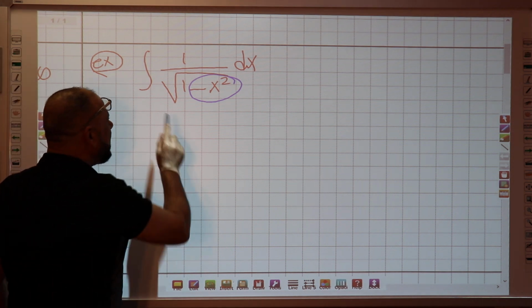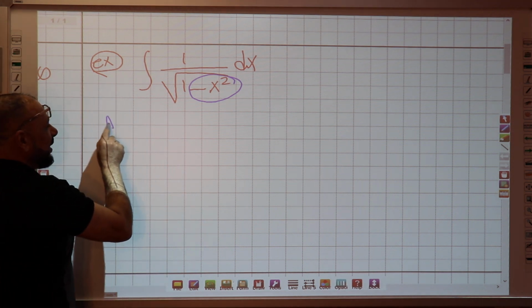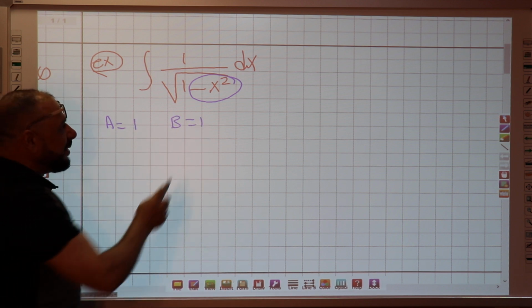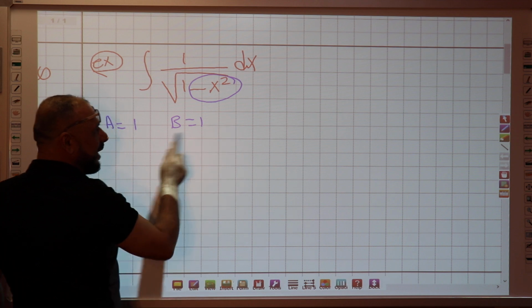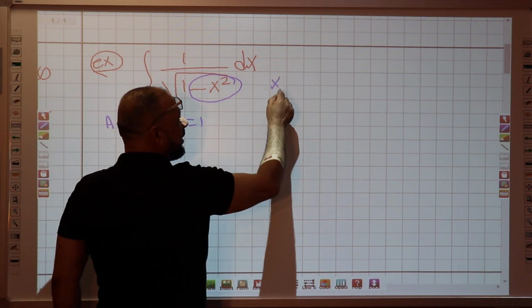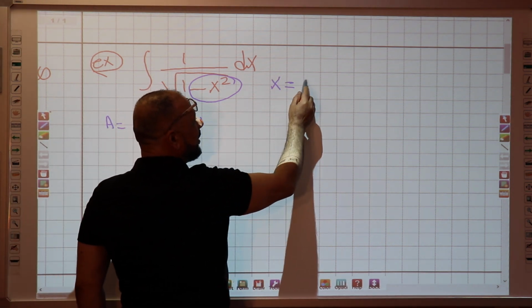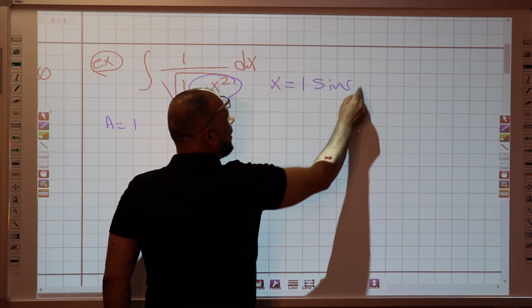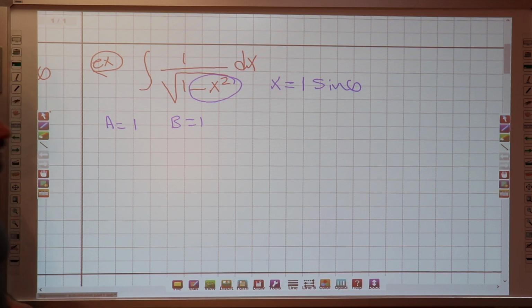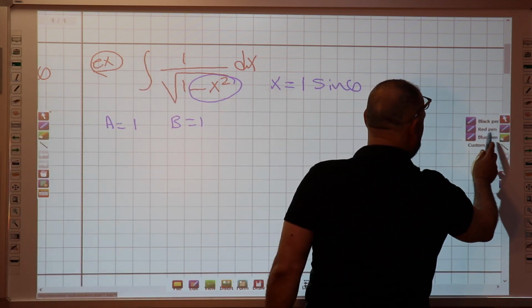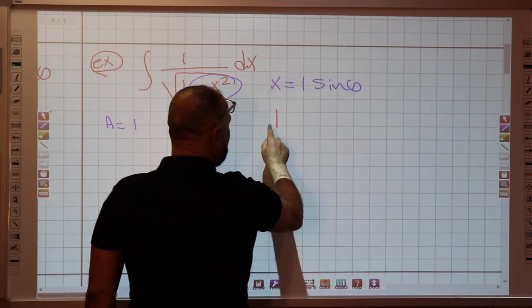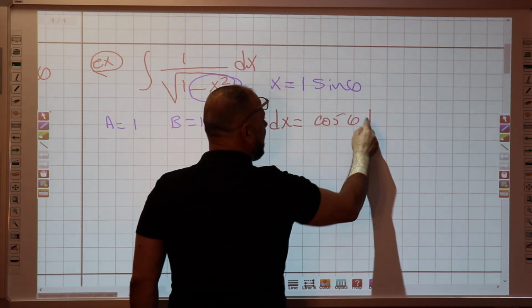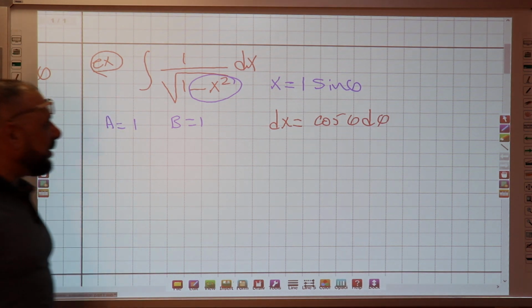Sine, right? What's a? A is 1 and b is 1, both of them 1, right? Then my substitution is x equal 1 over 1 sine theta. Is that good? Now dx equal cosine theta d theta. That's simple, right?